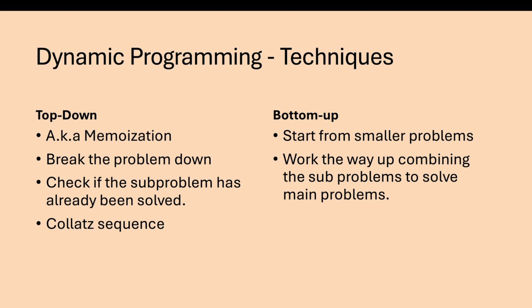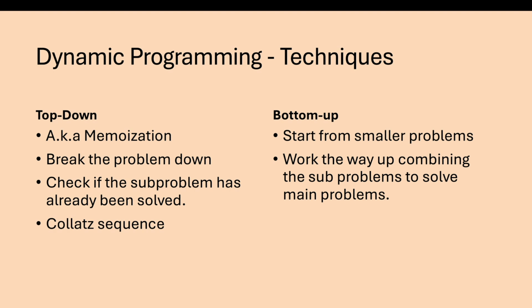Dynamic programming solutions have two main techniques: top-down and bottom-up. The top-down approach is basically called memoization. You try to break the problem down and check if the subproblem has already been solved. If not, you compute it. If yes, you just use the computation that you already stored. And then you combine the solutions as you move up again. This is basically what we did for the Collatz sequence in problem number 14.